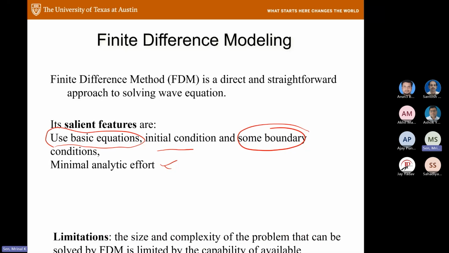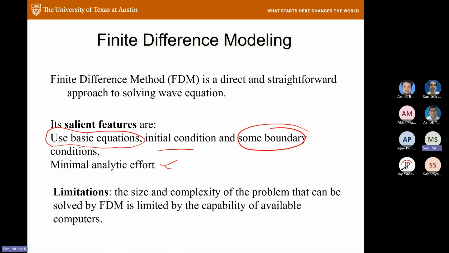So how does it work? Well, I'll come to that in a second, but it sounds very attractive that I don't have to do any analytics and I don't have to do any math. I don't have to really get into the nitty-gritty details of physics, which is a dangerous thing to do because at the end of the day, you have to be able to understand the physics. But still, it seems like a very attractive feature.